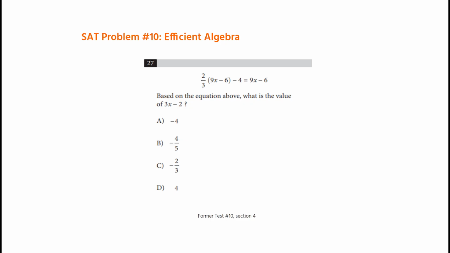It gives us an equation: 2/3 times (9x minus 6) minus 4 equals 9x minus 6. Based on the equation above, what is the value of 3x minus 2? The options are negative 4, negative 4/5, negative 2/3, or 4. So start off by writing out this equation.